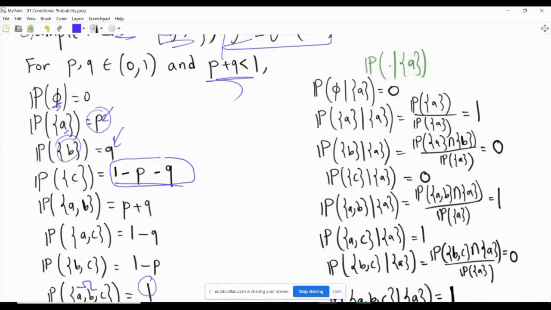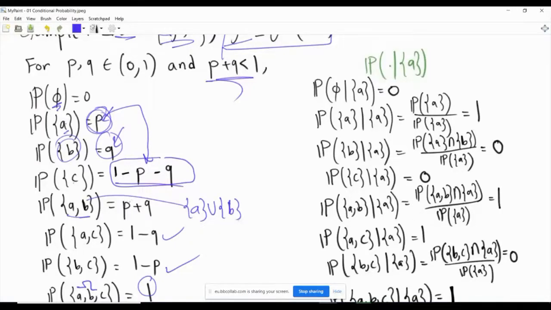Okay, and then what is the probability of {A, B}? Basically this is the union, A union B, and so the probability of the sum is P plus Q. {A, C} will be this one here plus this one, so P plus 1 minus P minus Q. So P cancels minus P, and we are left with 1 minus Q. {B, C} will give us 1 minus P, and so this is the probability measure that is imposed on the measure space composed of big omega and its sigma algebra, which is its power set.